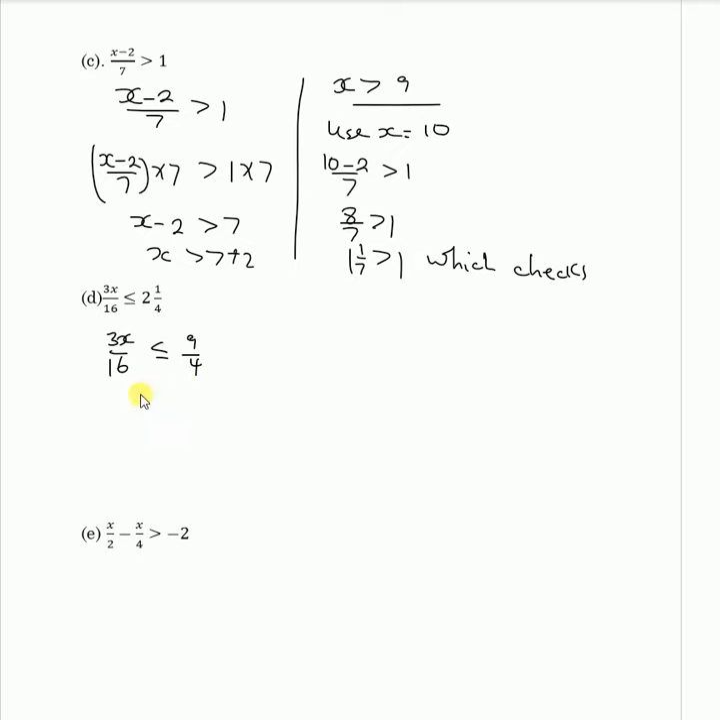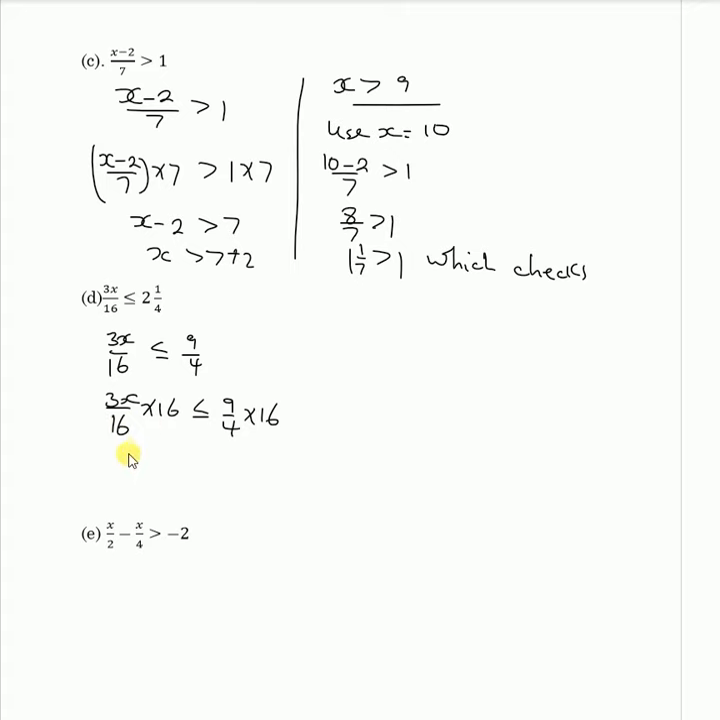And after that, let us multiply through by 16. We have 16 is the LCM of the denominators. This one is 16 and this is 4. So you have 3x divided by 16 times 16 is less or equal to 9 over 4 times 16. When you have that, you are trying to remove the fractions and remaining with only whole numbers.